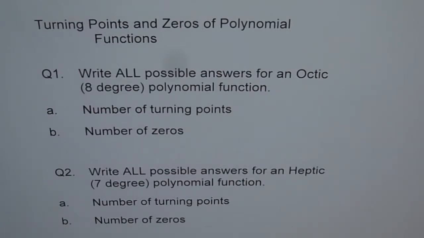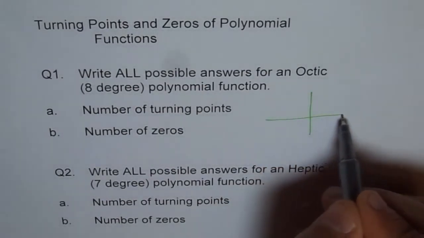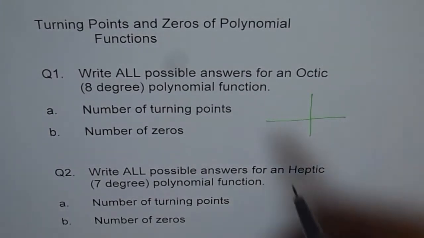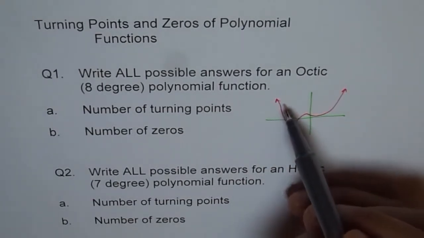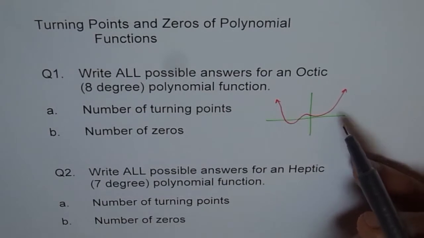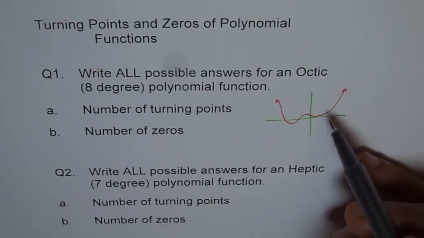Question number one. Write all possible answers for an octic, 8-degree polynomial function: number of turning points and number of zeros. These are the two things you have to give for an octic, that means an 8-degree polynomial. You should remember that whenever we have an even degree function, since it has to go from quadrant 2 to quadrant 1, it should at least turn once. So the minimum number of turning points for any even degree function is always 1.